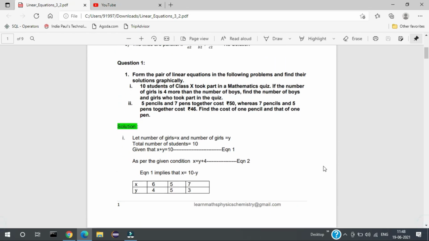Coming to question number 1. Form the pair of linear equations in the following problems and find their solutions graphically. 10 students of class 10 took part in a mathematics quiz. If the number of girls is 4 more than the number of boys, find the number of boys and girls.